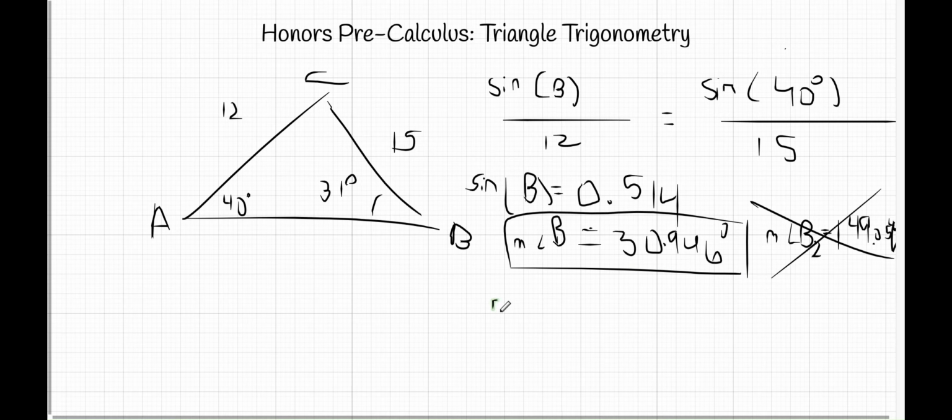Now we can find measure of angle C because we know there must be 180 degrees in a triangle. So we do 40 plus 30.946 is 70.946, and then 180 minus that would be 109.054 degrees.